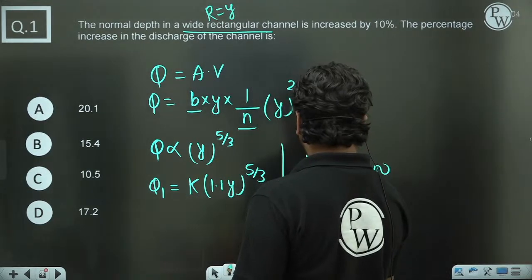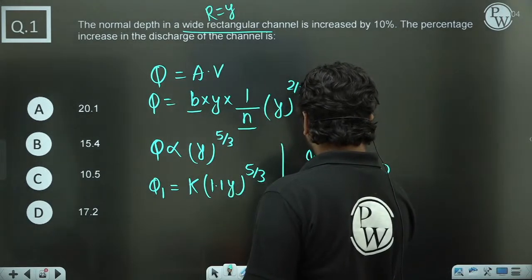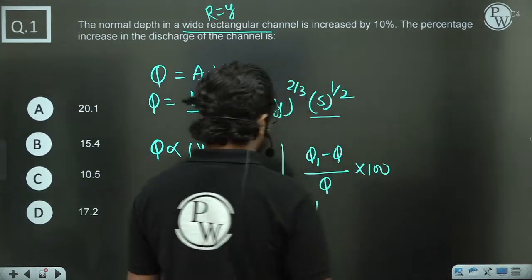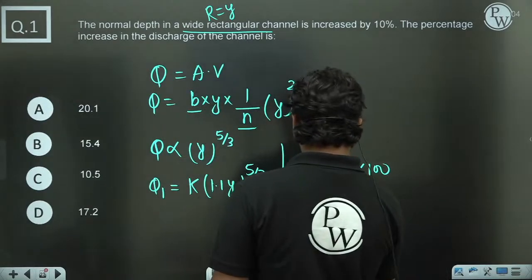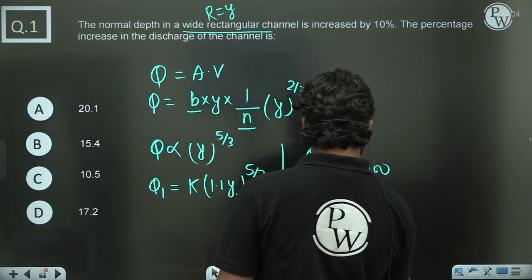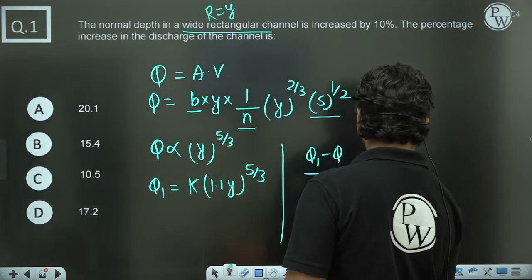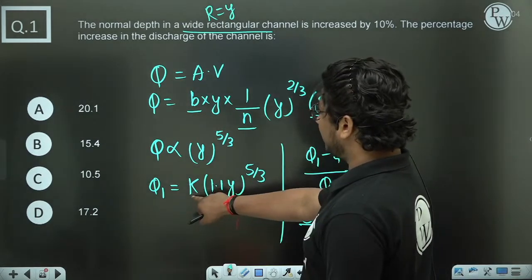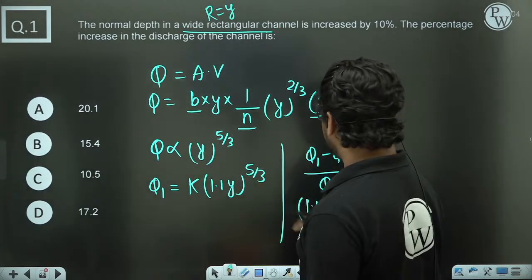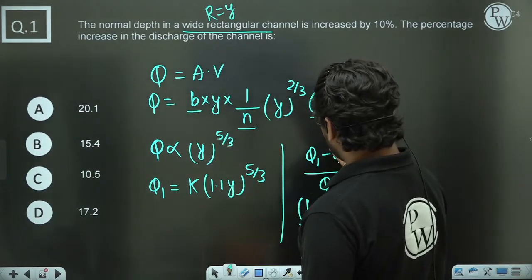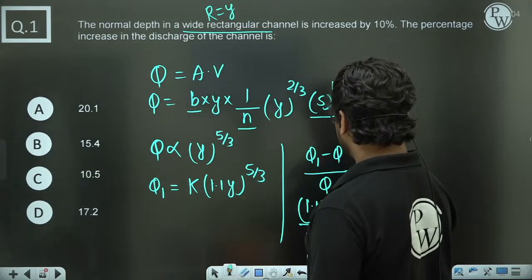K anyway will be constant only. So I can write it as 1.1, Q will anyway get cancelled out. So 1.1 to the power 5 by 3 minus 1 divided by 1 into 100. Q1 value I have put as K into 1.1 y to the power 5 by 3. Q value I have put as K y to the power 5 by 3. Those things which are common in numerator and denominator will get cancelled out. We are only remaining with 1.1 to the power 5 by 3 minus 1 divided by 1.